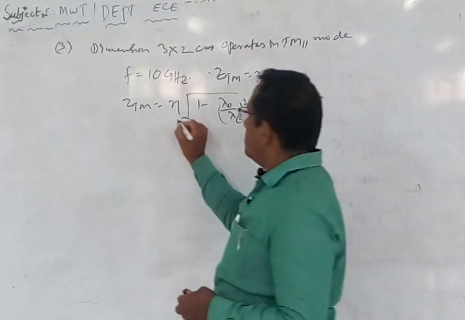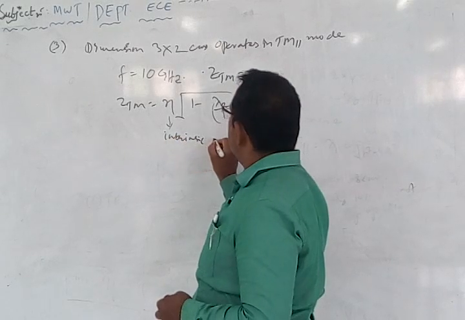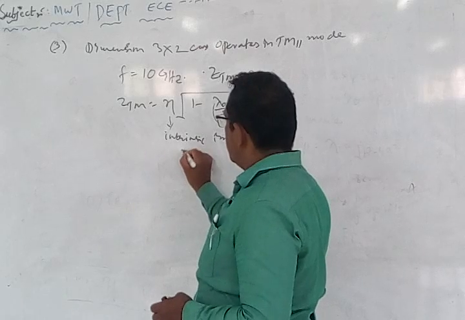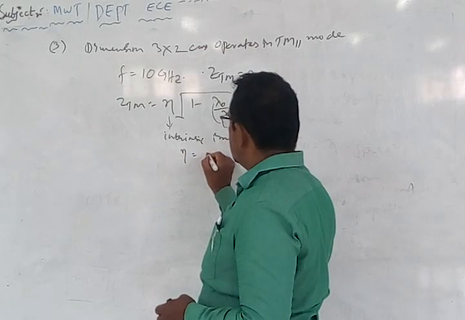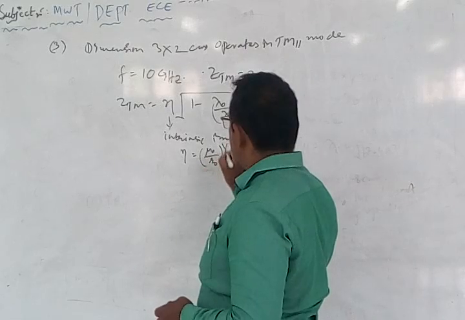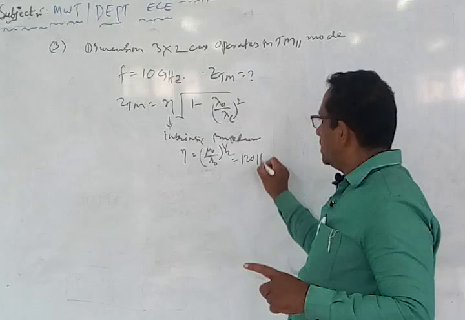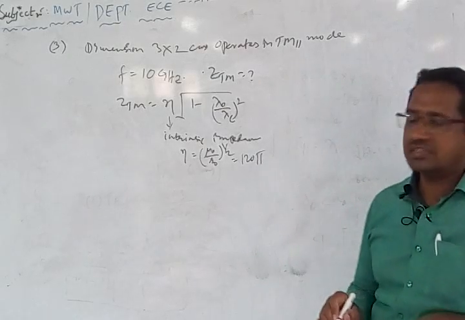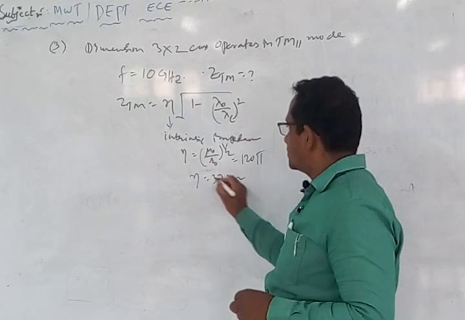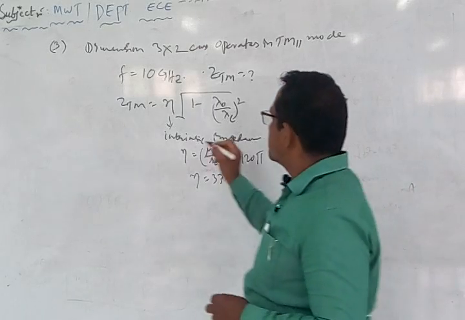Now what is eta? Eta is the intrinsic impedance, which is equal to the square root of mu naught by epsilon naught. We already discussed this, and we have got this value as around 120 pi, or 377 ohms. So this is the intrinsic impedance which we have got, and we substitute it here.